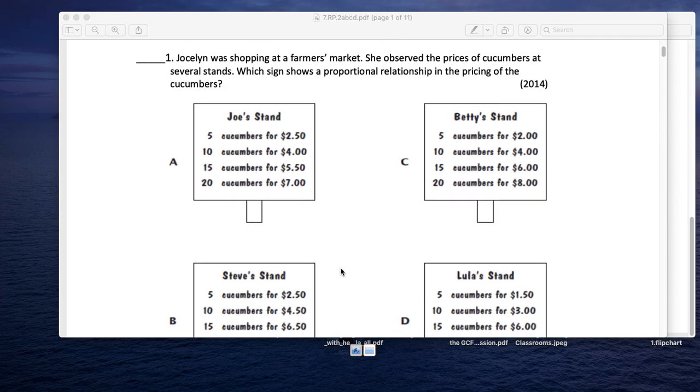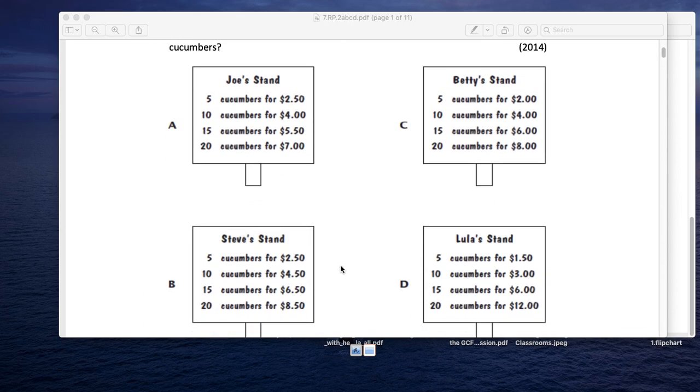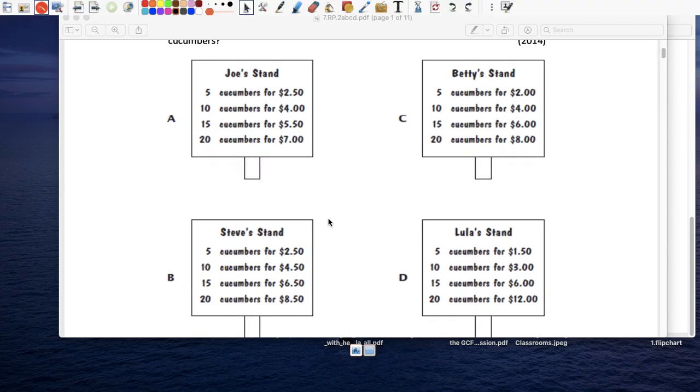Jocelyn was shopping. She observed the price of cucumbers, which shows a proportional relationship. Let's see if we can eliminate. So 5 cucumbers for $2.50, which means that if we write this as a unit rate, one cucumber was 50 cents. So I should get that unit rate for every single one of them.